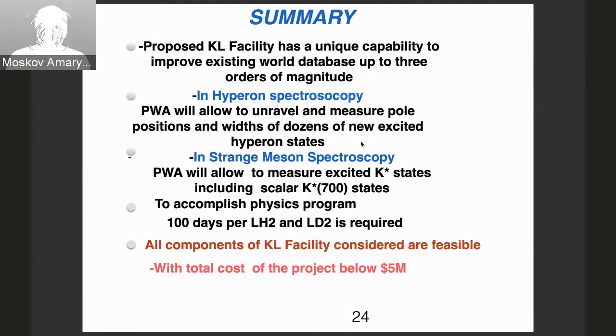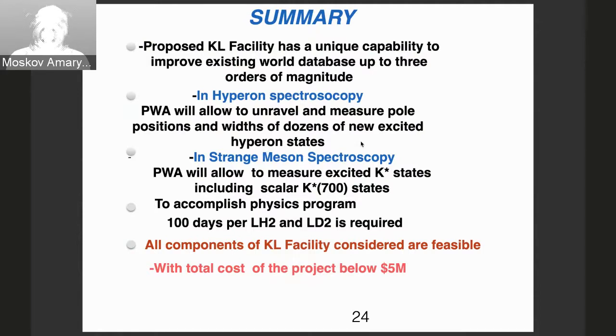we can measure K pi pi, which will be the pentagon anomaly. Yes, we can do that. There's nothing which prevents us from doing that. Moreover, the first excited state, K-star 892, surprisingly has a lot of problems related to it.